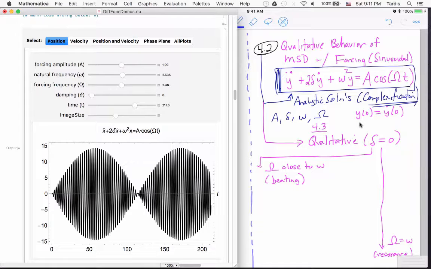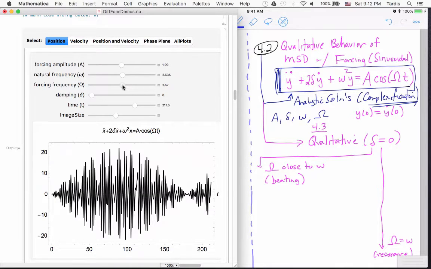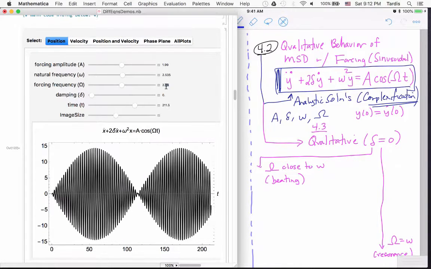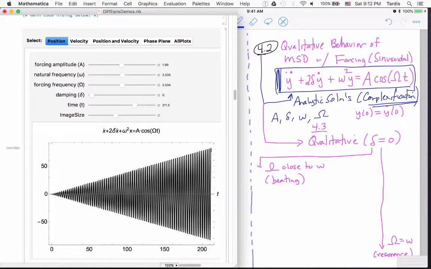analytic solution. In the prior video, we explored the qualitative behavior that when the frequencies are close to each other, you get this beating phenomenon that we're seeing, and as they get way closer to each other, in this case exactly or near exactly equal to each other, you will get the resonance behavior.